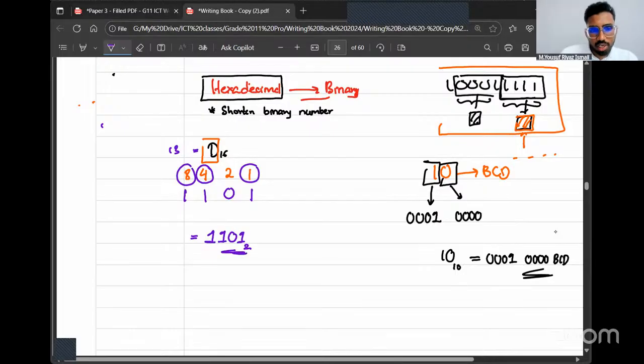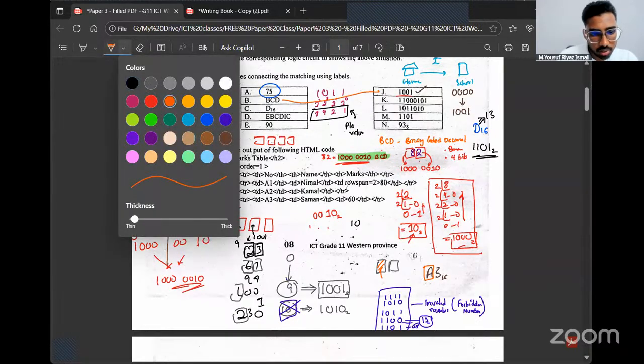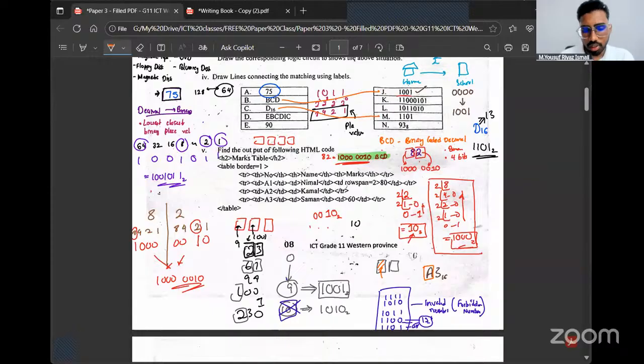If you go and see, do we have a number called 1101? Yes, we do. So D has to be matched with that. D has to match with 1101. Okay.